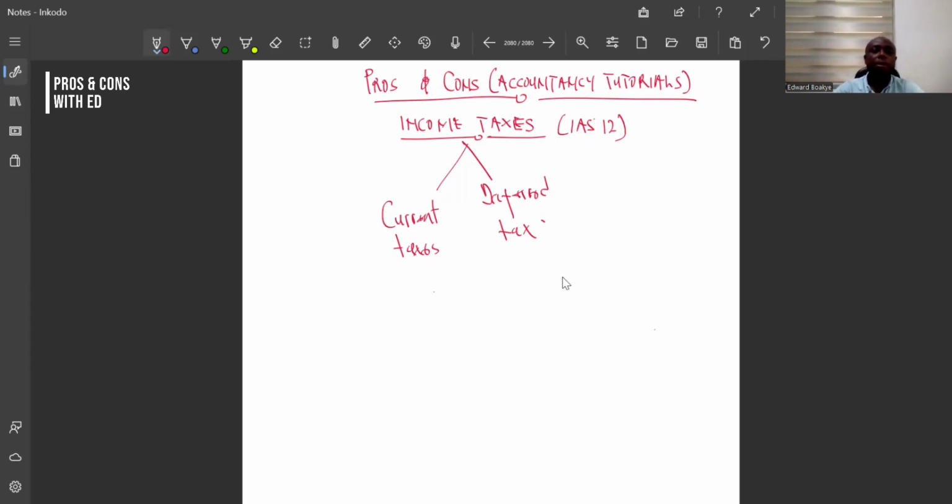So let's continue. Now, what then do we mean by a temporary difference? A temporary difference is just the difference between your carrying amount and the tax base. So you can see that I've mentioned two things again. First, I mentioned a temporary difference. Under the temporary difference, I've mentioned your carrying amount, and I've also mentioned your tax base. So let's go into these three things. One, I mentioned temporary difference.